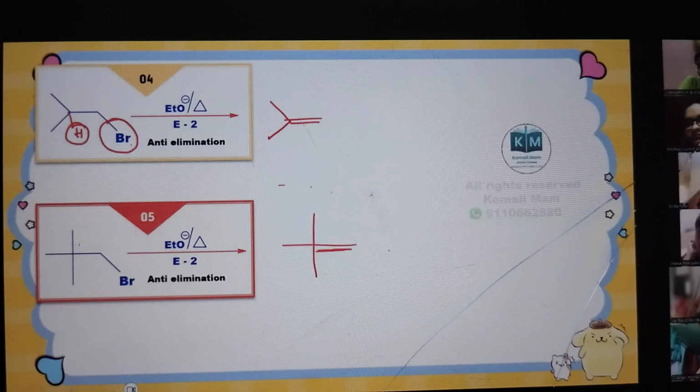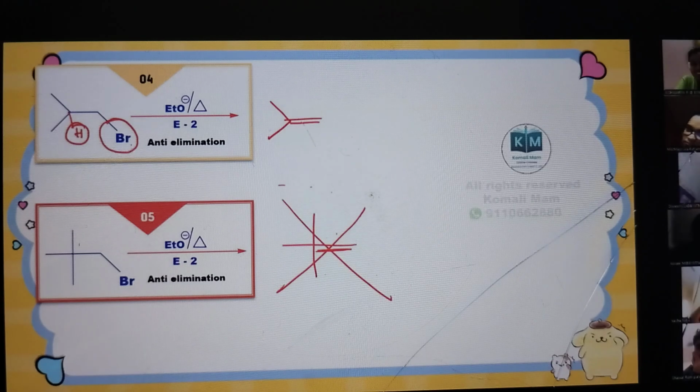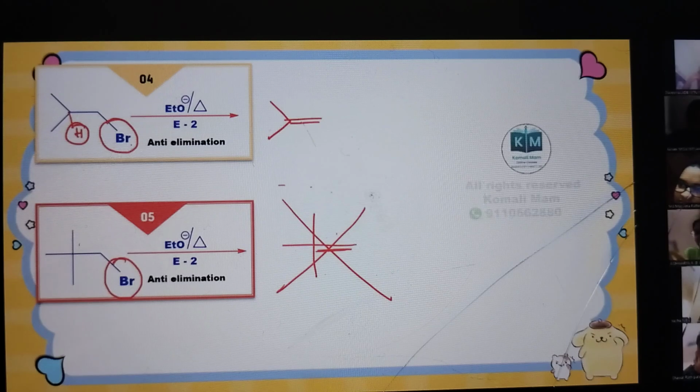How many of you are able to do this? Come on, no one is able to do it. Okay, wrong answer, very good. What Shaval is trying to say is, ma'am, here Br is there, fine, but here hydrogen is not there. So you cannot remove it and you cannot make the double bond. Shaval, correct na? Yes, ma'am.